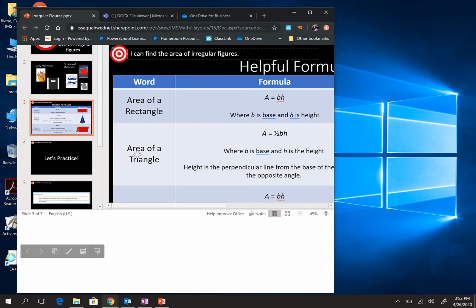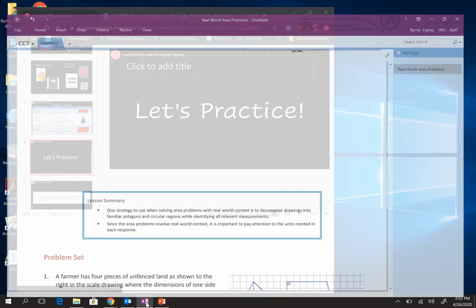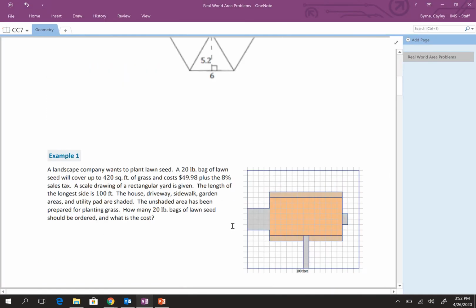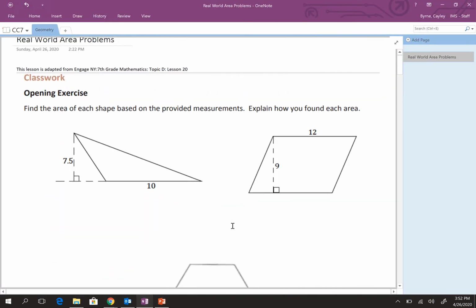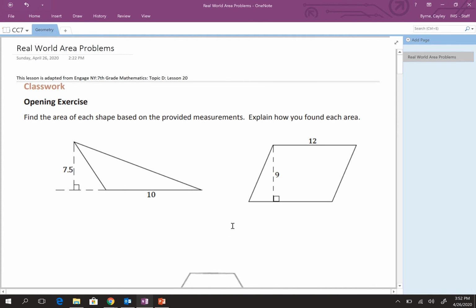Okay, so we're going to practice using some of these. So I'm going to go ahead and go to our worksheet. And here is our first part of the worksheet. So it says, find the area of each shape based on the provided measurements. Explain how you found each area.